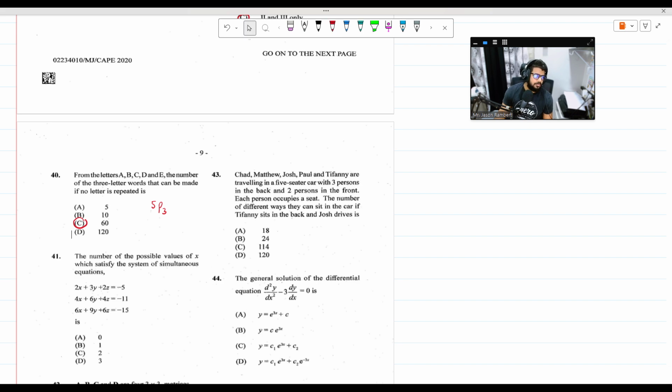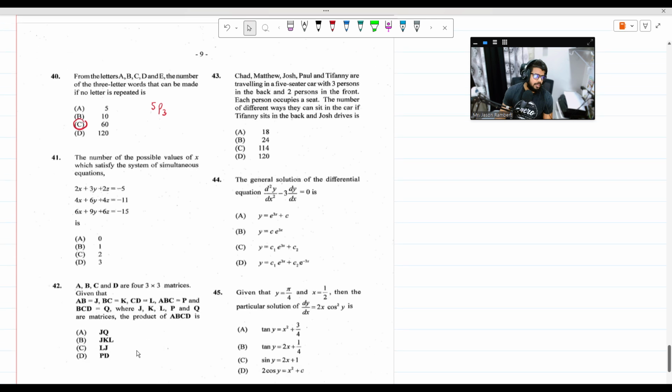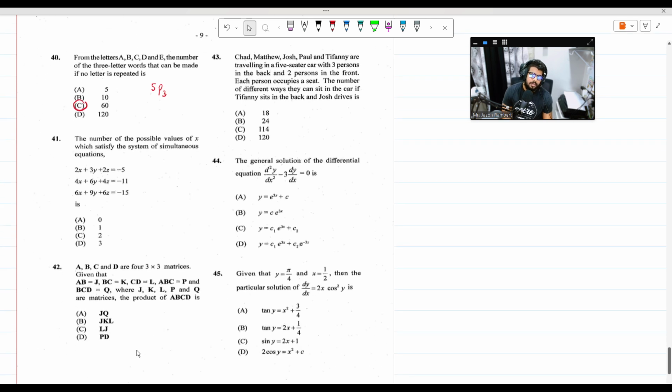Number 42. I'm sorry, number 41. The number of possible values of x which satisfies the system. So watch this one here. I know these two here are not parallel. But let's take a look at equation 1 and equation 3, if we were to label them, this and this. To go from -5 to -15, I have to multiply by 3.